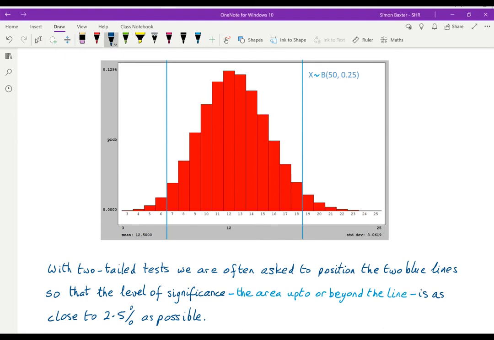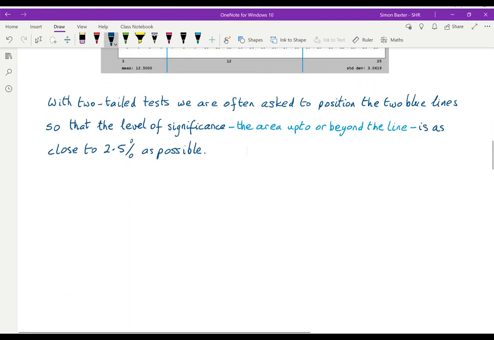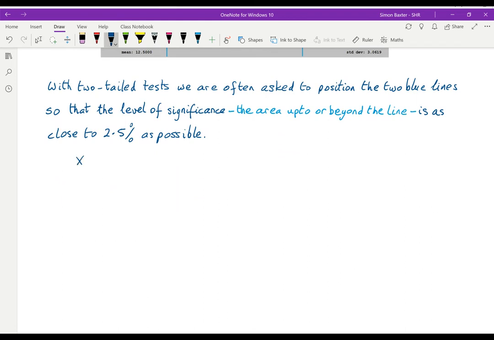Let's show how we work that out. We have that X, the number of elephants, is binomial. Sample size was 50. And from the hypothesis, the probability was 0.25. That was my H0, P is 0.25. At the lower end, we can look in our tables and we see that the probability that X is less than or equal to 7 is 0.0453.